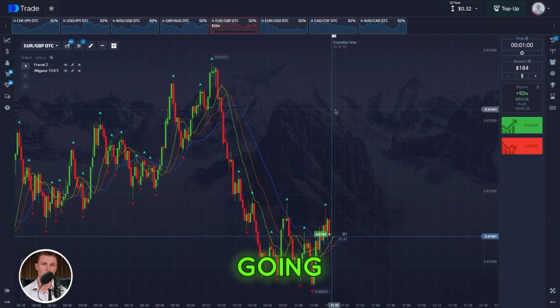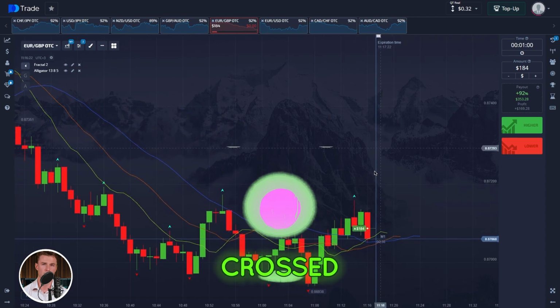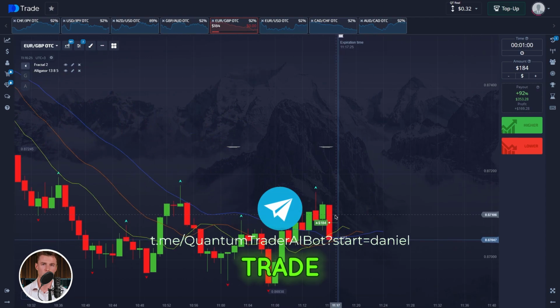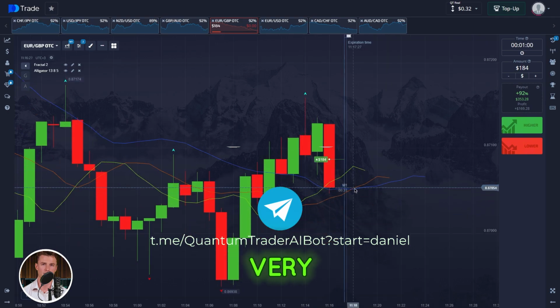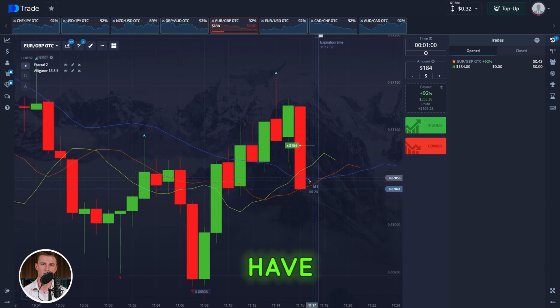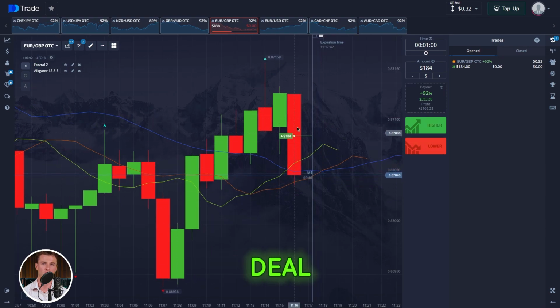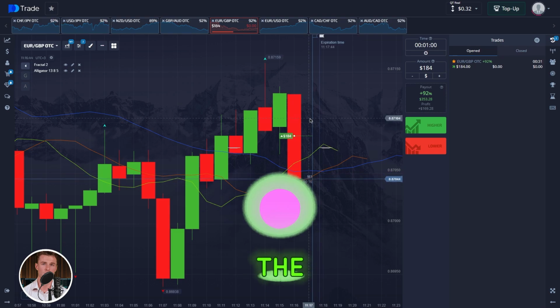And here we are going to open a trade again on the upside. The moving alligator lines have crossed. We have already opened a trade here, and in general, we now see a very strong downward momentum on this candlestick. Accordingly, we have enough time for a new candle to appear, and most likely the next candle will give us a very strong upward impulse. So the principle of entering the deal is exactly the same. Let's look at the result of this deal.